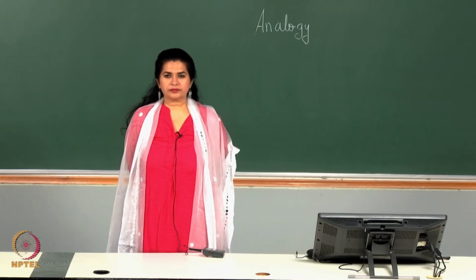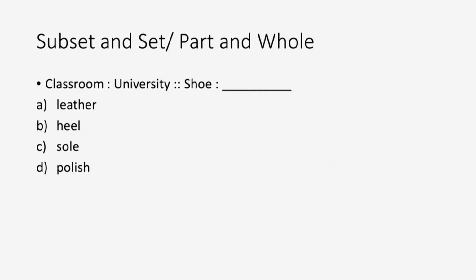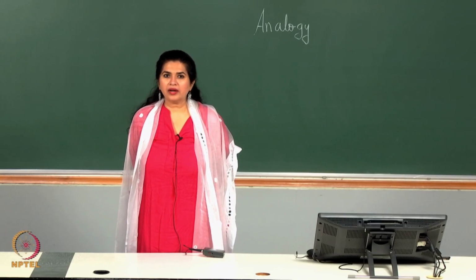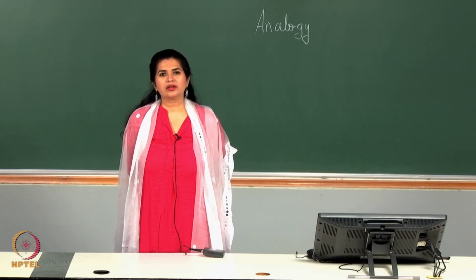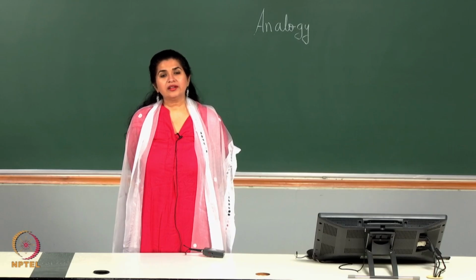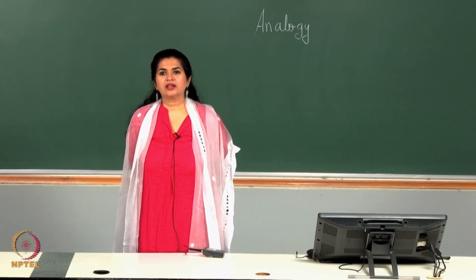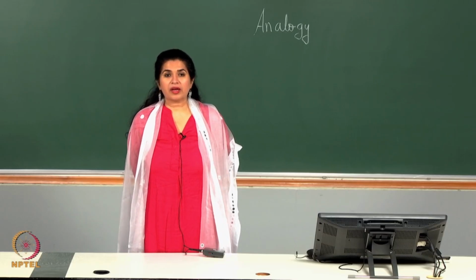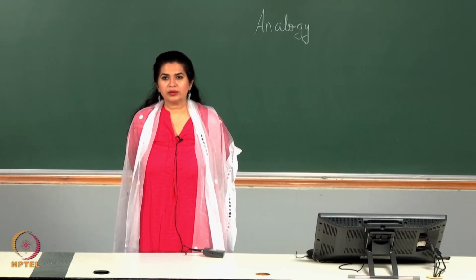Look at this one: classroom is to university, what shoe is to? The correct answer is option C, which is sole. Remember, classroom is a part of a university and so is a sole. Sole is part of a shoe. Leather, that is option A, is what the shoe is made of. It is the essential fabric of the shoe, but that is not what is being asked.